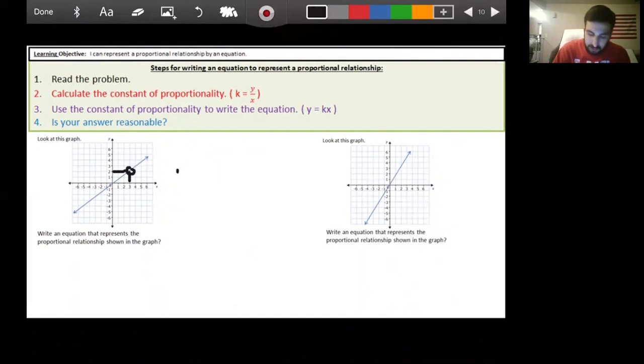So I'm going to do the same thing. K is equal to y over x. I always need to find that constant of proportionality first. Y was 2, x was 3. So k is equal to 2/3.